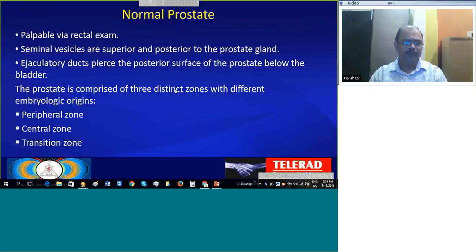The normal prostate is an organ which is palpable via rectal examination. The ejaculatory ducts pierce the posterior surface of the prostate below the level of the urinary bladder. The prostate is comprised of three distinct zones with different embryologic origins, that is the peripheral zone, central zone, and the transitional zone.